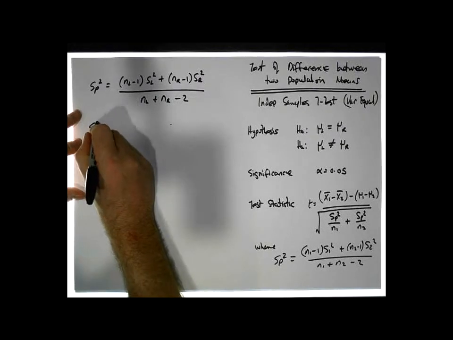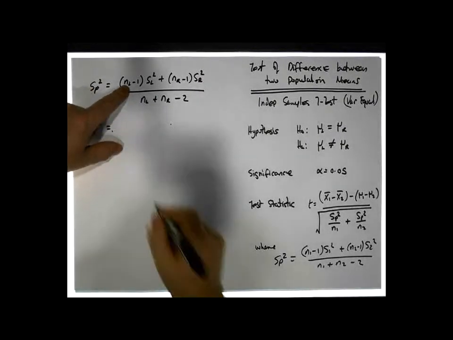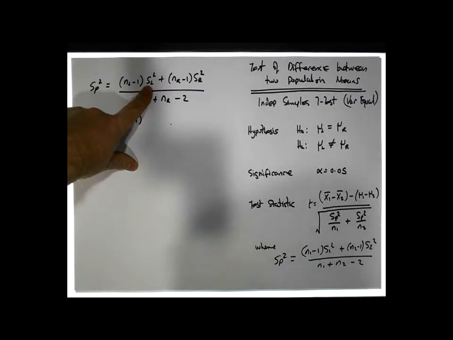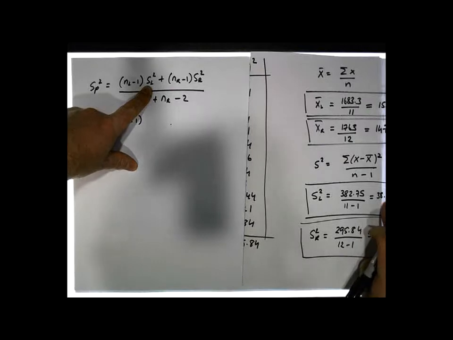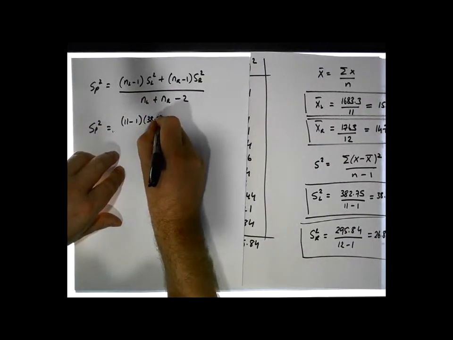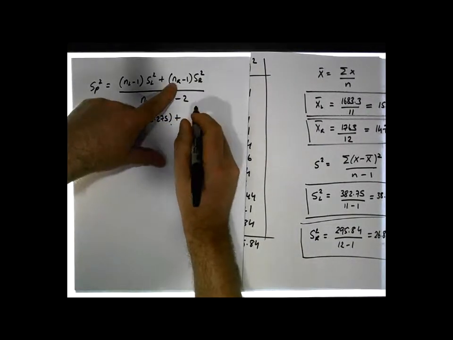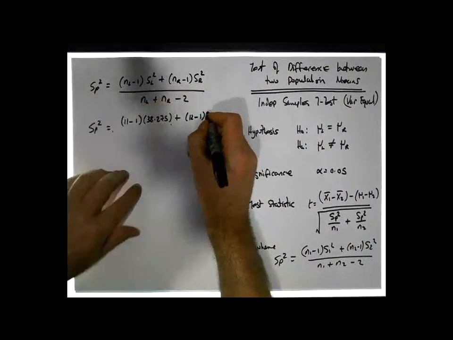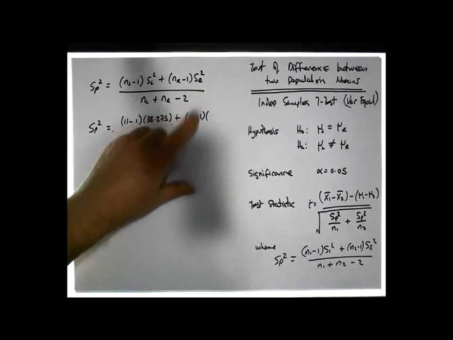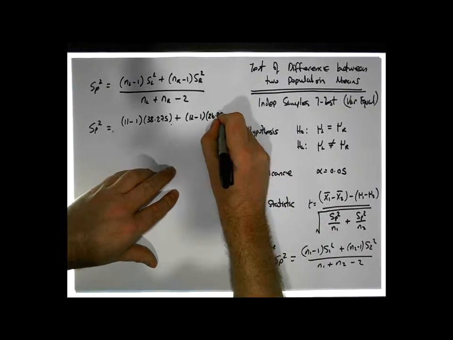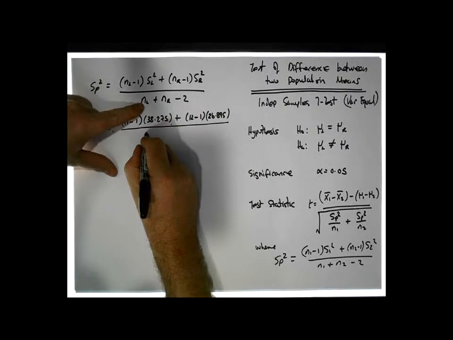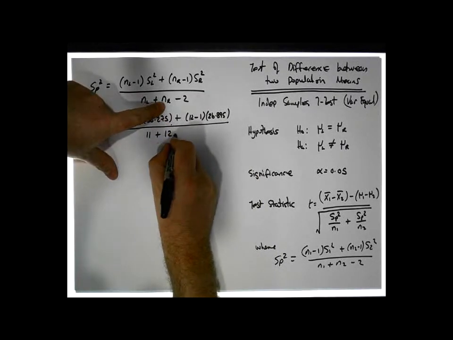So what we end up with is sp squared equal to, well, the left-handers sample was size 11, so it's 11 minus 1 times its variance, and we've calculated its variance already. We know it's 38.275. Plus the size of the right-handers sample, 12 minus 1, times its variance, which was 26.895. And that all needs to be divided by the first sample size, 11, plus the second sample size, 12, minus 2.